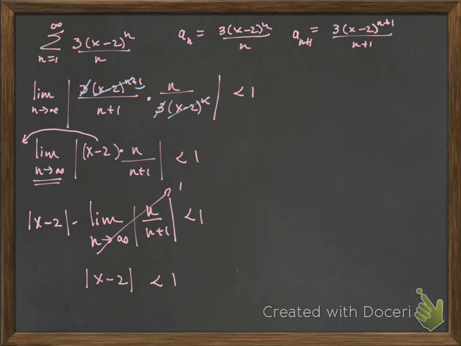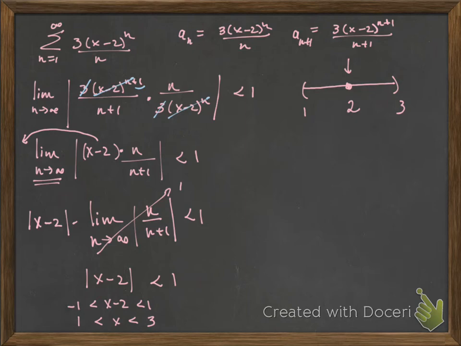Now, this expands to less than 1, bigger than negative 1. That's just our algebra. So x is less than 3, bigger than, if I add 2 to both sides, 1. So if I were to draw what that interval looks like, 1 is on one end, and 3 is on the other end. And the center is 2, which we already knew was a convergent piece, and it should be in the center of our interval.